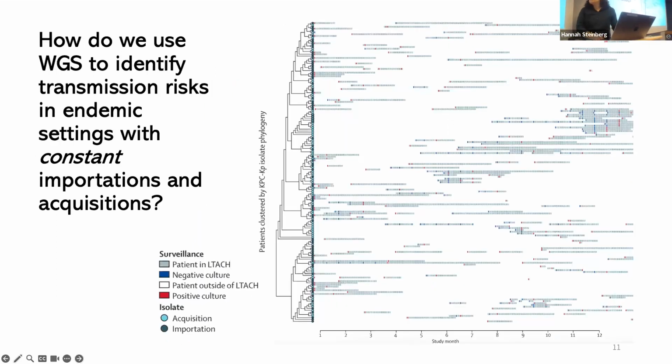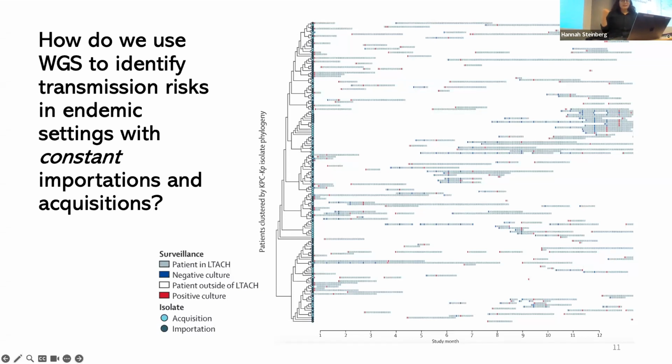But what happens if you have a system that looks like this? This is much more than 14 cases. This is a long-term care facility. And these are all carbapenem-resistant Klebsiella pneumoniae colonization or infections. You can see, it's small, but there are a lot of different importation events and a lot of acquisition events. And it's probably not just one thing driving these infections, right?